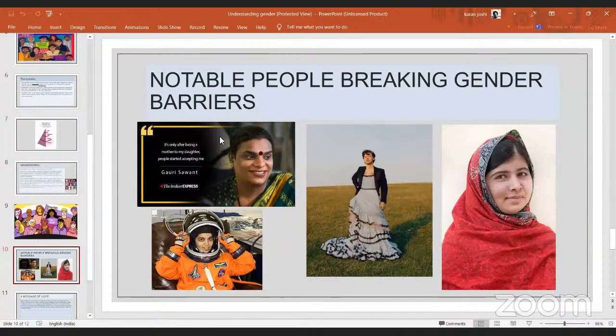Then there's Kalpana Chawla, who was a female astronaut in a predominantly male industry. Then there's Malala, who stood up for female education. Then there's Harry Styles, who broke the gender norms for male expression, male fashion, and clothing through self-expressions.